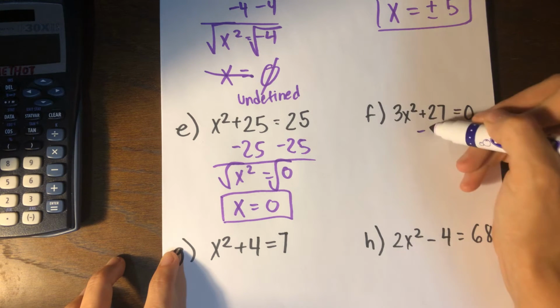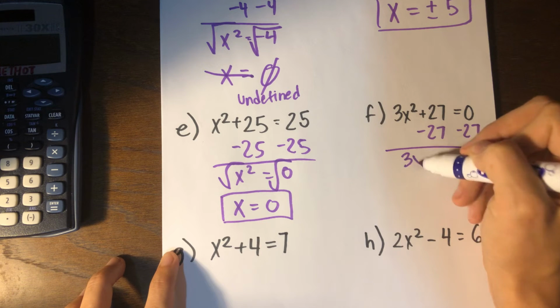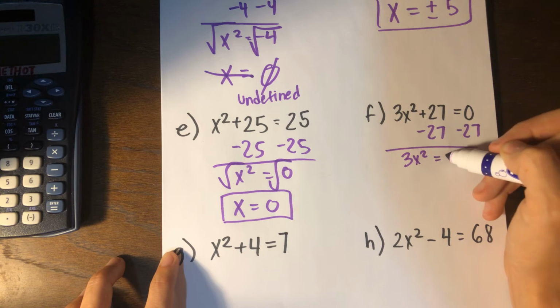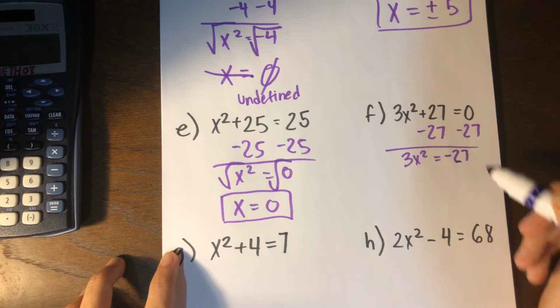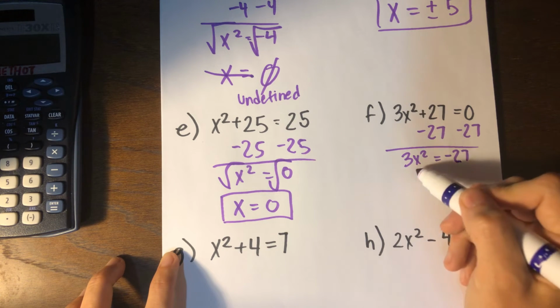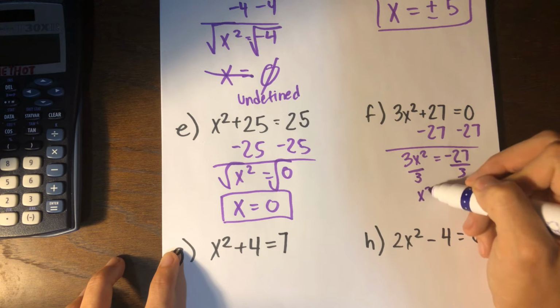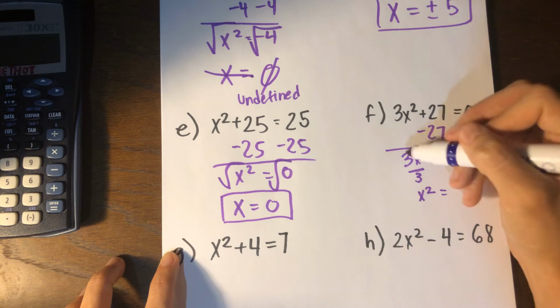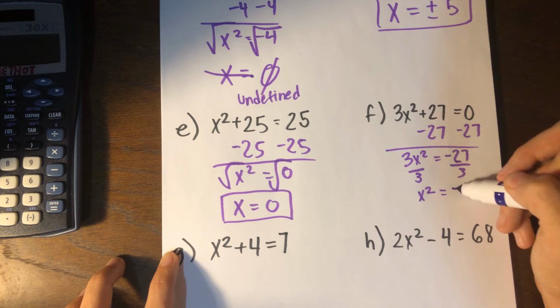Over here, this one's a little trickier. I have to subtract 27 first. So I get 3x squared is equal to a negative 27. Am I done? No. I have this 3 attached to it, so I'm going to divide by 3. Then I have x squared by itself, because 3 and 3 cancel out. Negative 27 divided by 3 is negative 9.